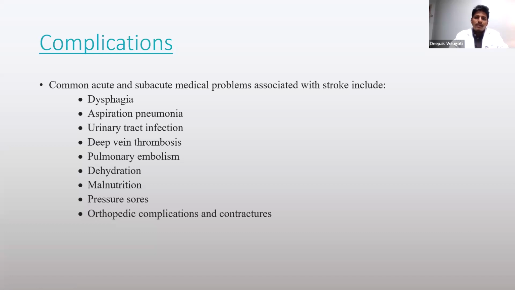And these are a few complications that can be seen in stroke, such as dysphagia, which can be found in patients with bulbar dysfunction, and if they are given oral feeds without assessing the swallowing mechanism, the patient can develop aspiration pneumonia. Because of prolonged catheterization, patients can develop urinary tract infections, and because of prolonged immobilization, patients have a risk of developing deep vein thrombosis, and it can propagate to the lungs and cause pulmonary embolism. Usually patients with stroke are associated with dehydration and malnutrition. And sometimes patients can develop muscle contractures and pressure sores as well.